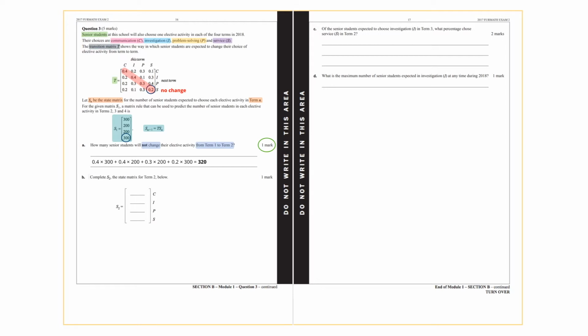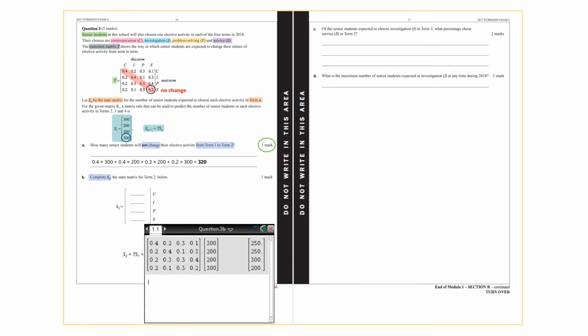Part B. Complete S2, the state matrix for term 2 below. We know that S2 is equal to T S1. We multiply these two matrices and we end up with the column matrix S2. This question is worth 1 mark for the correct answer.